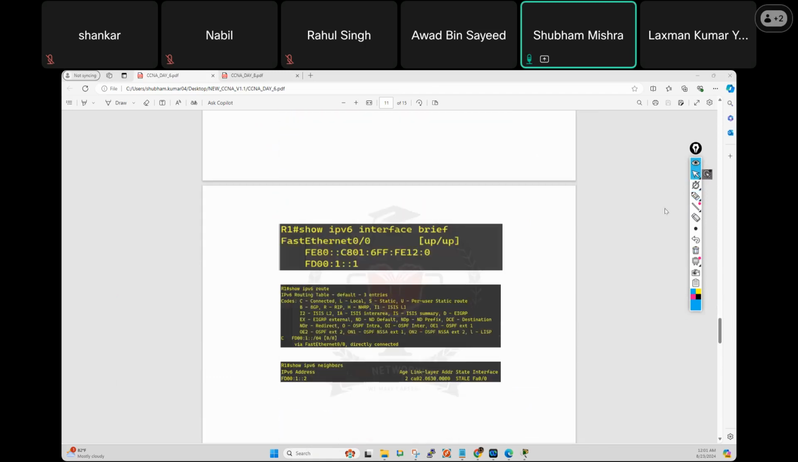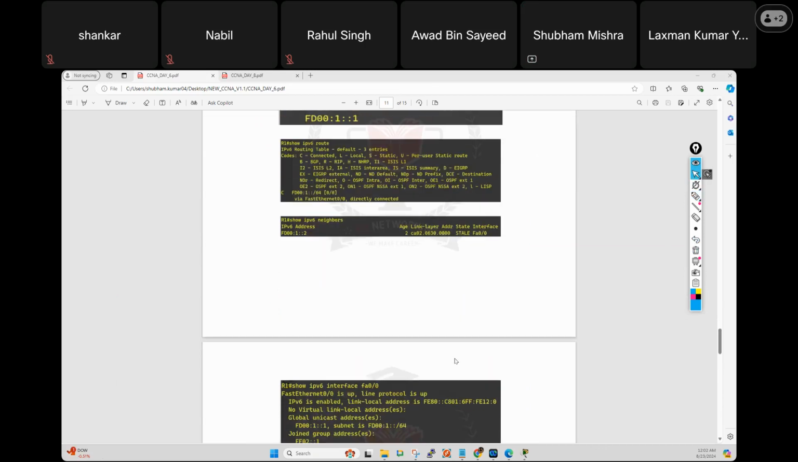And I told you there is one command by which you can check all the IP addresses configured: show ip interface brief. I told you in IPv4. In case of IPv6, the command is the same, only you have to write ipv6 instead of ip. When you check the routing table in IPv4, what command do you write? show ip route. But in case of IPv6, you have to write show ipv6 route.